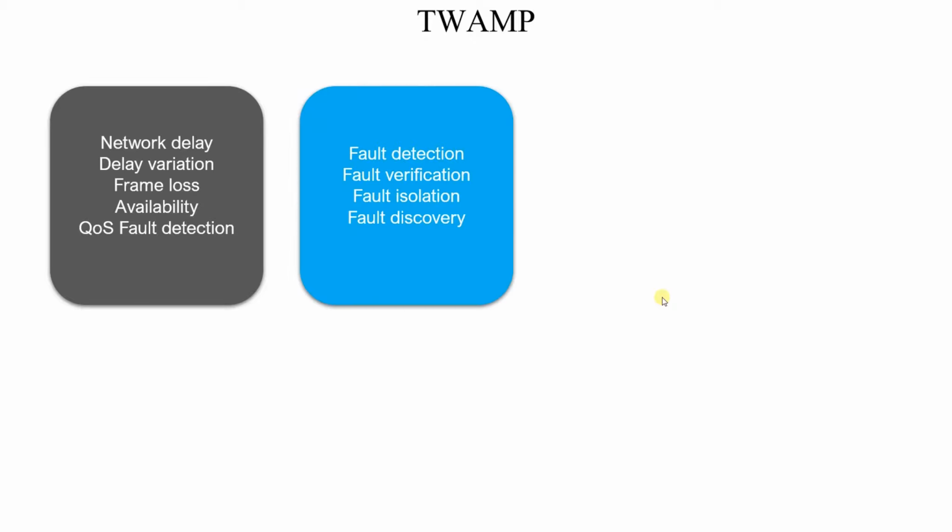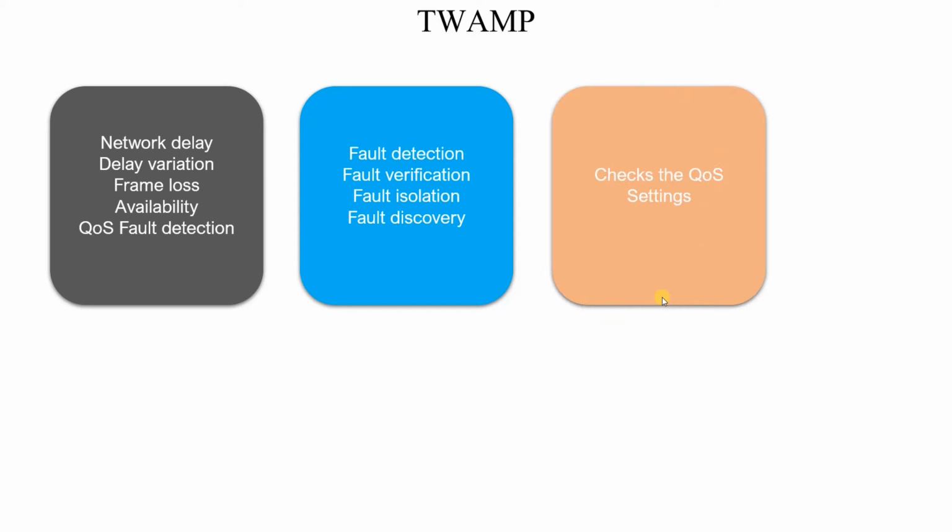Okay, let's move on to TWAMP. How is TWAMP different from Y.1731? In the performance management part, it is going to measure the network delay variation, frame loss, availability, and QoS fault detection. This is the difference between these two things. And it also does fault management, the same things: fault detection, verification, isolation, and discovery. And then it checks the QoS settings also.